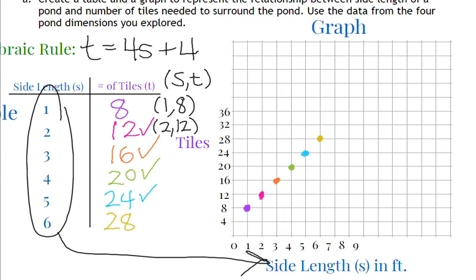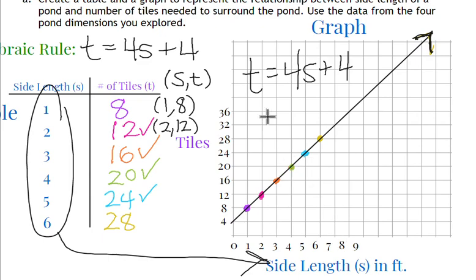So what I'm going to do now is, on my Kami, I'm going to go to shapes and I'm going to select the line because it'll let me insert a line. And I'm actually just going to start about right here and I'm going to connect those points. I'm going to go back to my drawing tool now and I'm going to put in an arrow. Actually, let's do it in the same color as the line. And we can see that this is a graph of our function t equals 4s plus 4.